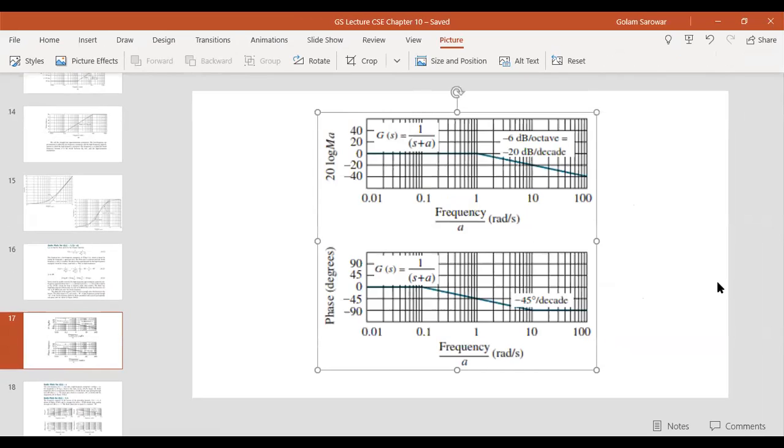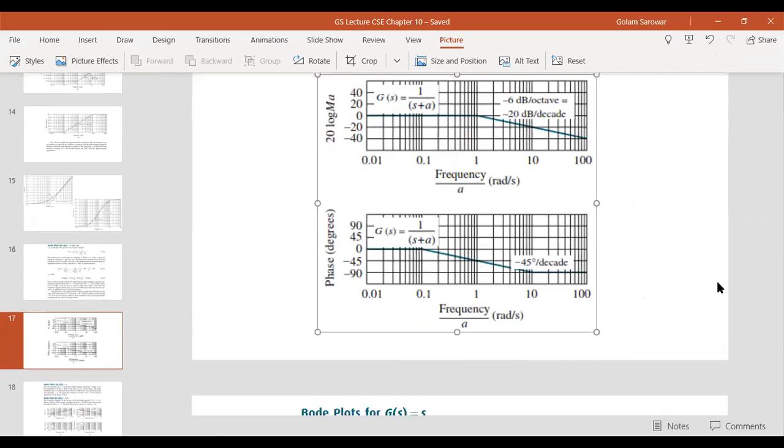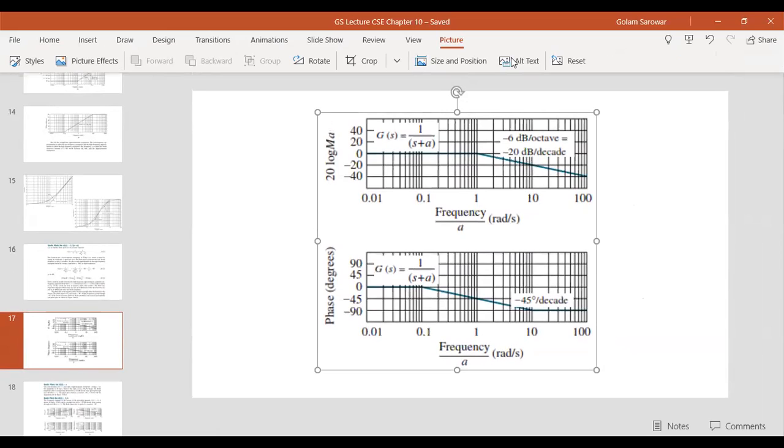Okay, so the same thing here as we have anticipated. As you can see here, there is a 20 dB per decade line, as well as a total phase shift of minus 90 degrees. So it's starting from zero at the break frequency. We have normalized the frequency here, frequency by A. So at break frequency, we can see that there is a minus 45 degree per decade line.